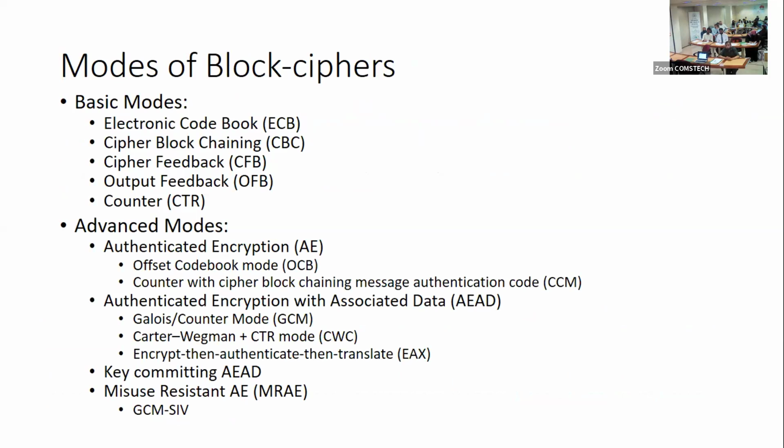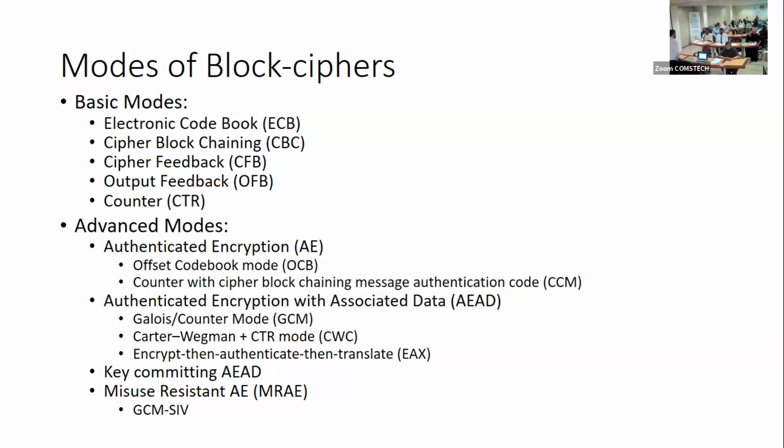So there are modes of block ciphers. What is the meaning of mode? We were using this mode, ECB, which is abbreviated Electronic Code Book. But this is not the only mode. There are other better modes also, like CBC, CFB, OFB, CTR. And on the authenticated encryption side, in advanced modes, we have OCB, CCM, GCM, CWC, EAX, and GCM-SIV. These are various different modes.